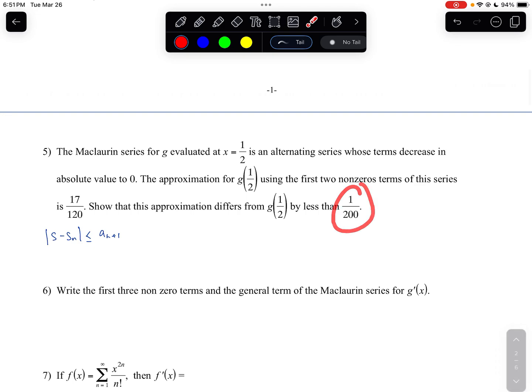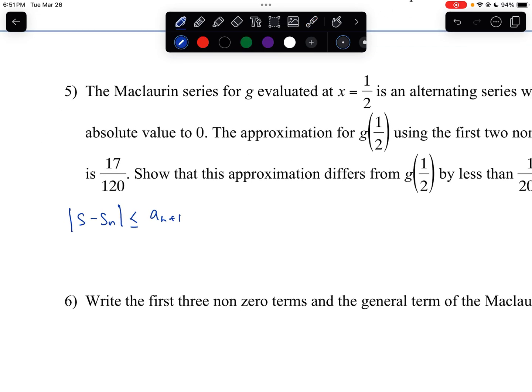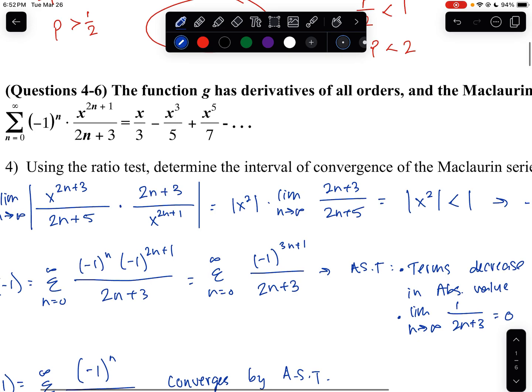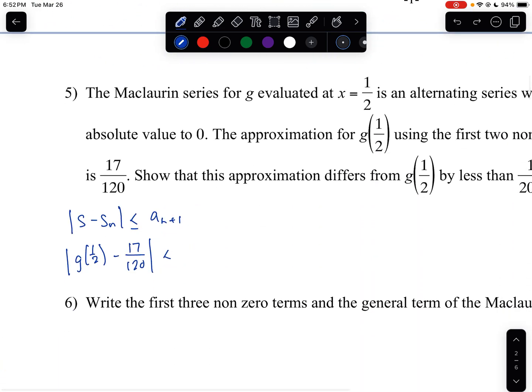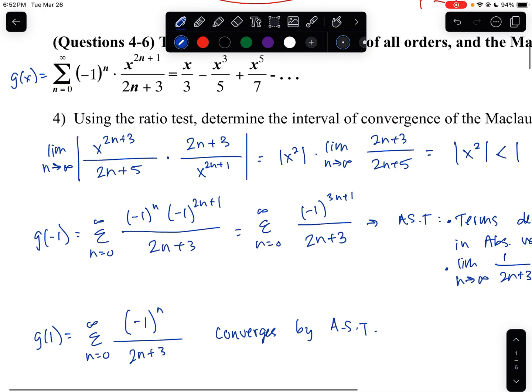So this term right here is the most my error can be, and we're trying to show that it has to be less than 1 over 200. If we put it in terms of what we're dealing with, you don't have to do this, but we're saying g of 1 half, which is the actual sum, minus 17 over 120 has to be less than the third term at 1 half. Well, let's just use the term. x to the fifth, so we'll say 1 half to the fifth over 7.